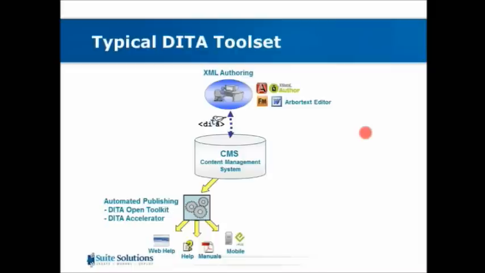The next thing that many folks use is a content management system. A content management system is really like a repository. It's a database, a place to store all your content. Often, especially when they're starting out, folks will store their DITA files, their topics, and their maps on a file system, on your C drive or a network drive. And that's usually just fine for the beginning.